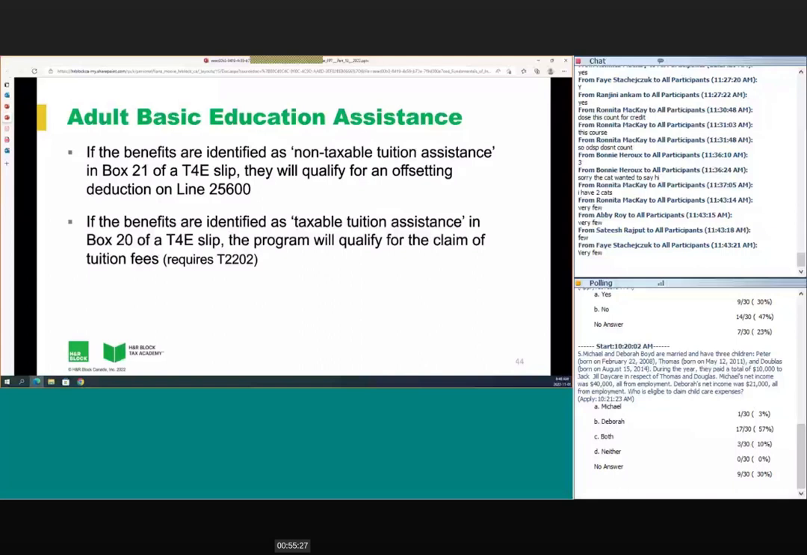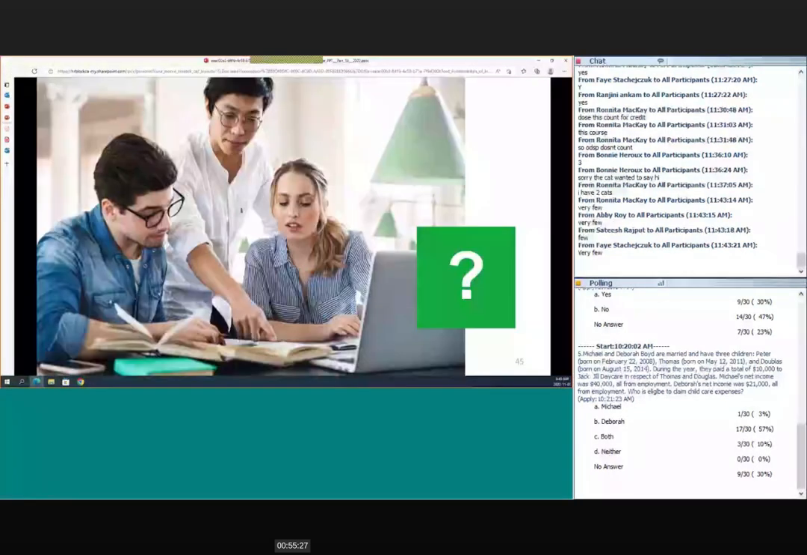However, if the benefits are identified as taxable tuition assistance in box 20, the program qualifies for the claim of tuition fees. So in that case, yes, their tuition assistance is taxable, but they also can make a claim for the tuition fees paid. So that's basically this chapter. I thought it was a pretty easy chapter, except for the international stuff that used to drive me crazy, but I'm glad it doesn't really apply.